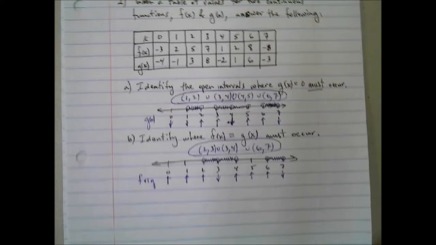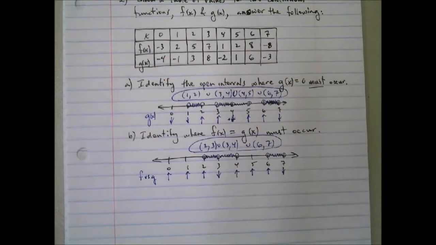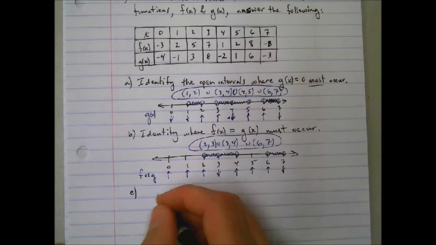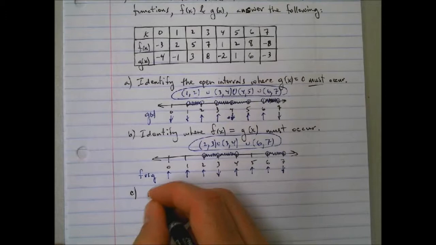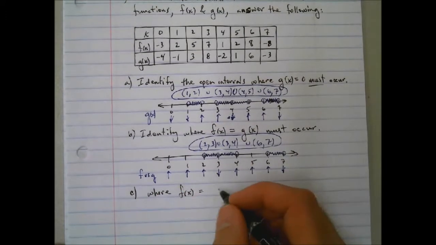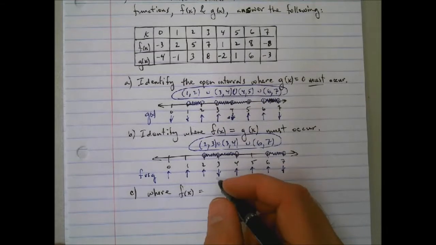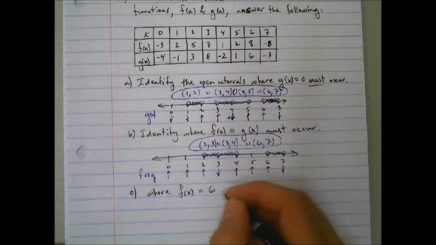Okay, so we don't want to spend a lot of time with this, but you do want to be accurate, and it's pretty easy to be accurate too. Last one, and then we're done with the notes. Okay, identify open intervals where f of x equals, let's do 6, must occur.